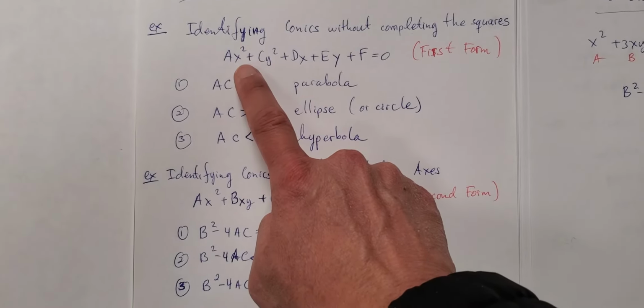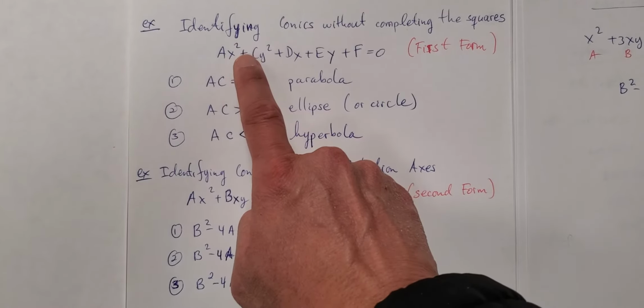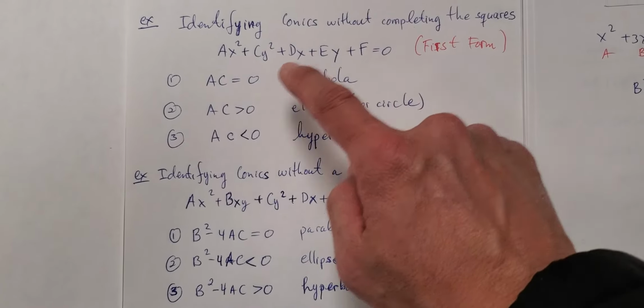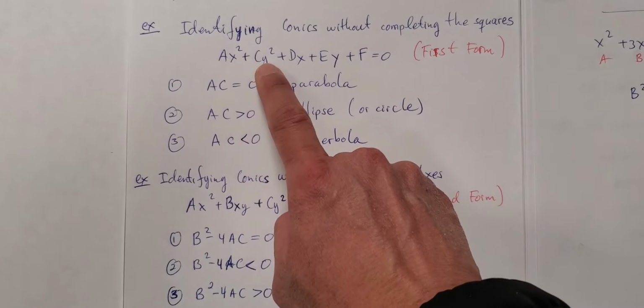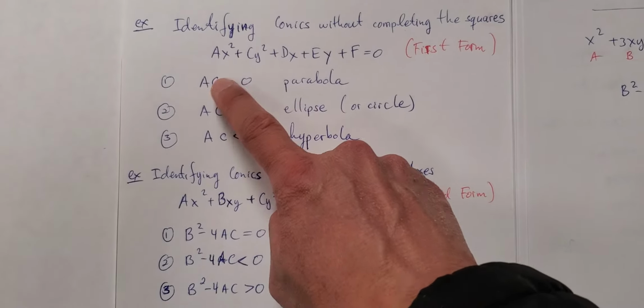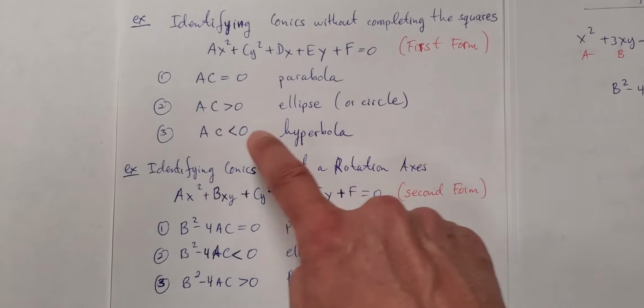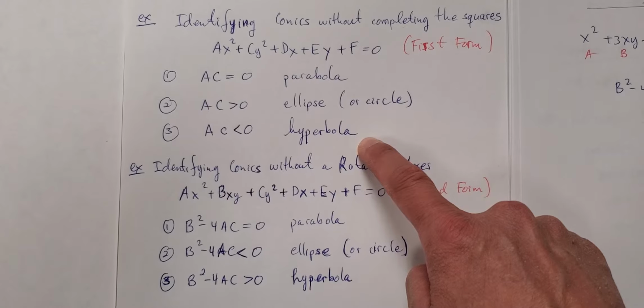So if you have an equation that does not have a B term, then you will use the first one. Okay, all you have to do is just take A times C, whatever the number is: equals 0, parabola; greater than 0, ellipse or circle; less than 0, hyperbola.